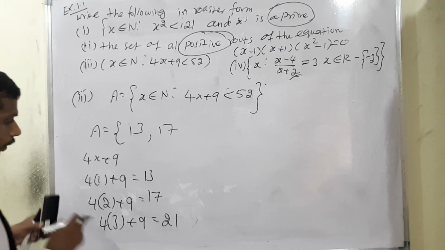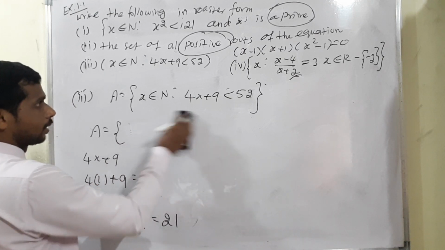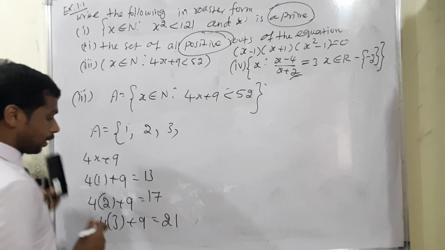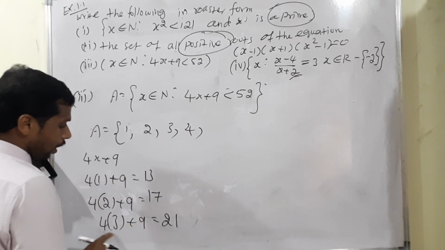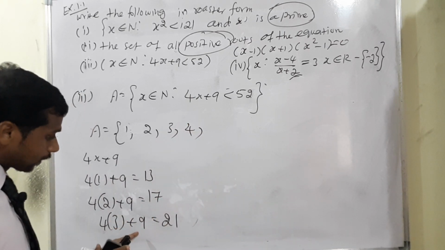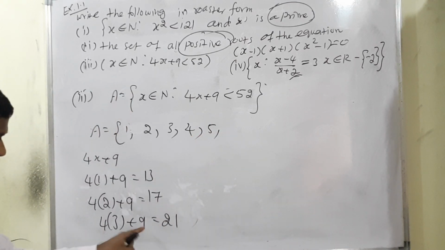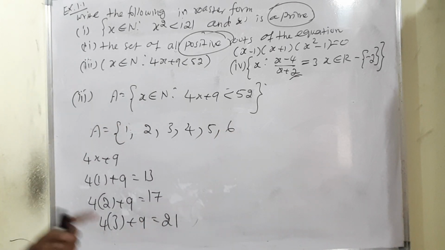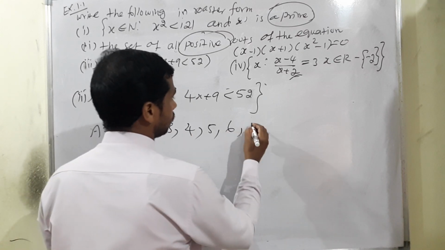Next, 25 also will come. What will the terms be? Here we have to write the set of the terms. Okay, 1 possible, 2 possible, 3 possible. Then 4 also, we know 25 will come. Therefore 4 also we can write. 5 means 4 fives are 20, 20 plus 9 is equal to 29. Then 6 means 6 fours are 24, 24 plus 9 is equal to 33. So 7 means 4 sevens are 28, 28 plus 9 is equal to 37.